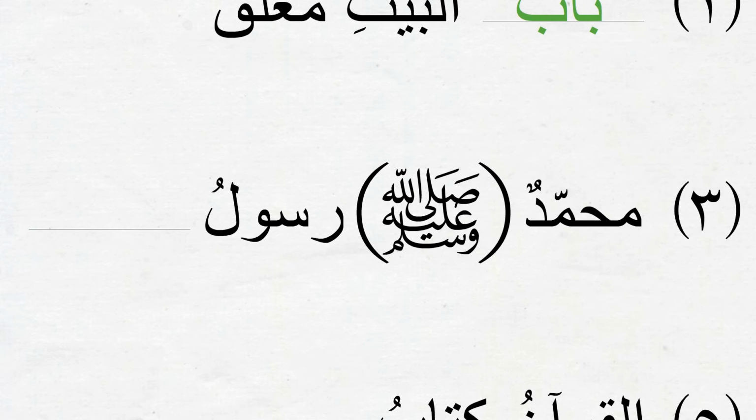The third sentence is an important one that we should all know how to complete. Muhammadun sallallahu alayhi wa sallam rasulu and blank. So what comes after rasulu? Allahi. The ism Allahi is coming as majroor because it is mudaf ilayh. And the ism rasulu is the mudaf. So the complete sentence is Muhammadun sallallahu alayhi wa sallam rasulullahi. Muhammad, peace be upon him, is the messenger of Allah.